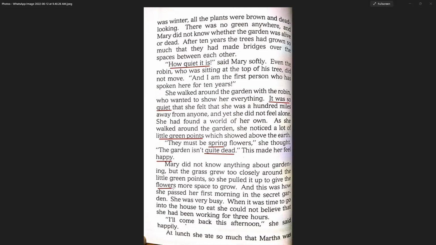Flowers suggestive means it tells about the beauty, right? So Mary is going to have a beautiful life ahead, right? That is why it tells about flowers. And this was how she passed her first morning in the secret garden. So I will ask in questions, how did she pass her first morning in the garden? She was very busy. For the first time in Mary's life, she became very busy.